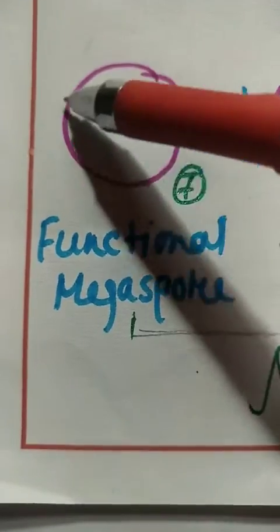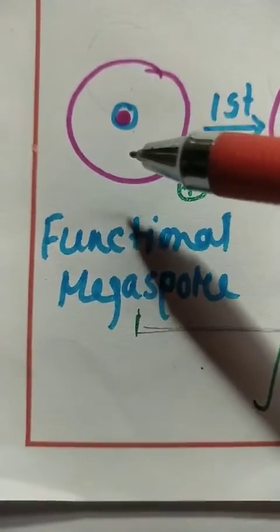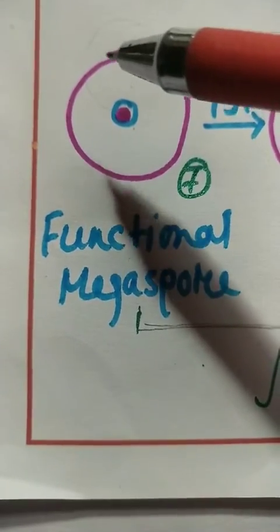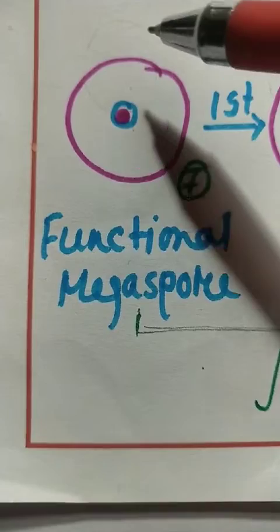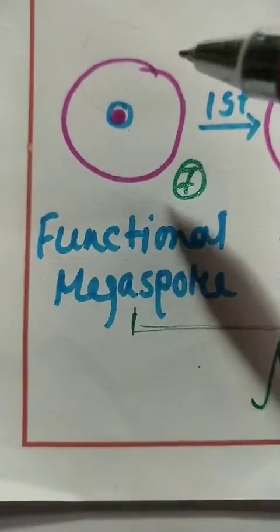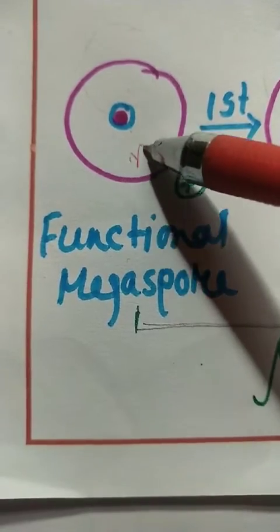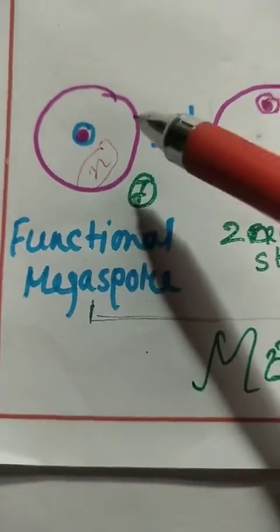Then this cell enlarges in size and undergoes 3 pre-nuclear divisions. All these divisions are mitosis, that is, they are not reduction division, as the cell already contains a haploid number of chromosomes.